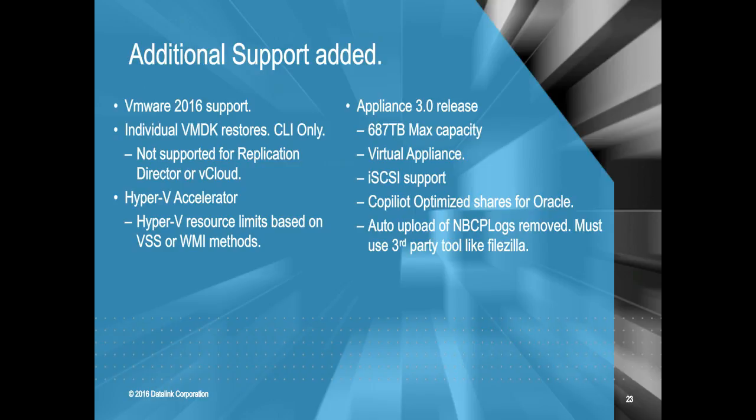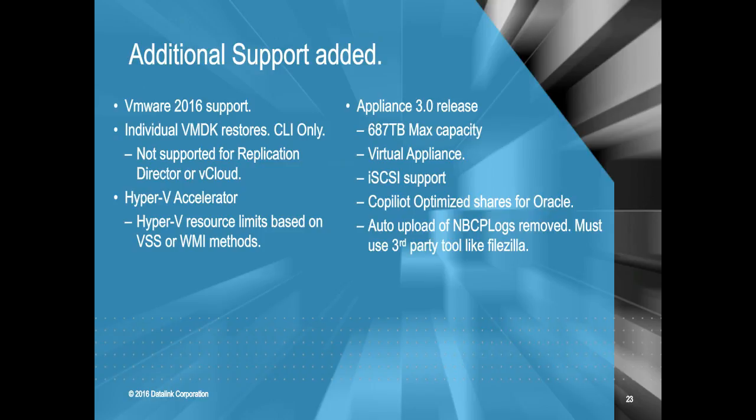As I had mentioned earlier, we have also in tandem, the same release date yesterday, is the Appliance 3.0 release. This is the NetBackup Appliance 8.0 equivalent in appliance form, and there have been some expansions to what it can do, what it can handle. One of the biggest ones being the 687 terabyte max capacity, so that's been increased significantly. It also has the virtual appliance support. It now supports iSCSI.